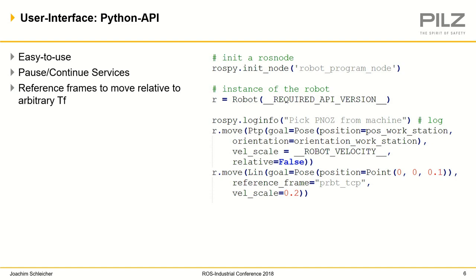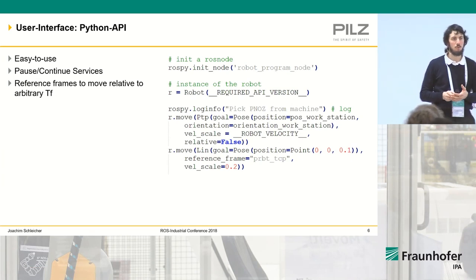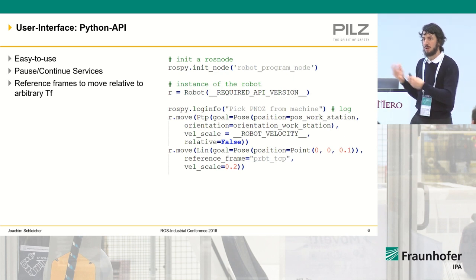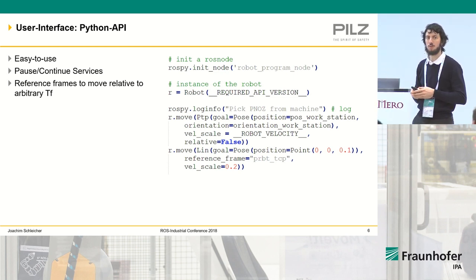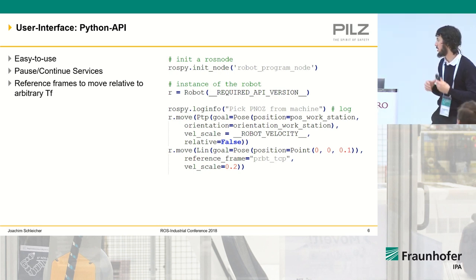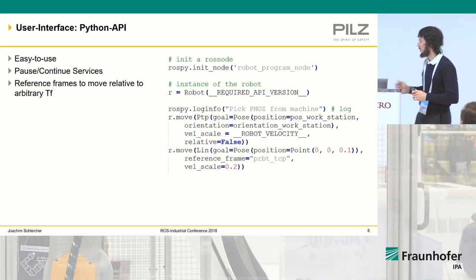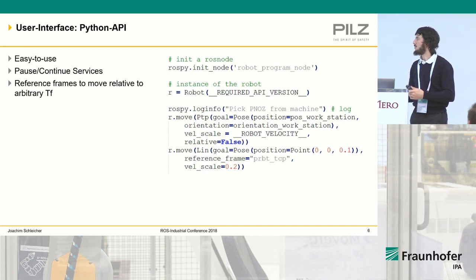So for a pick sequence, you want the robot to move in the TCP frame, most probably to move along the z-axis of the gripper in this example. And in addition, we have pause and continue services implemented in the API so that you could have a master SPS or a master graphical user interface where the user can say, stop, I want to pause the program, and then continue and just resume from that position on the same linear reproducible path, so that you have your user interface in a transparent way.